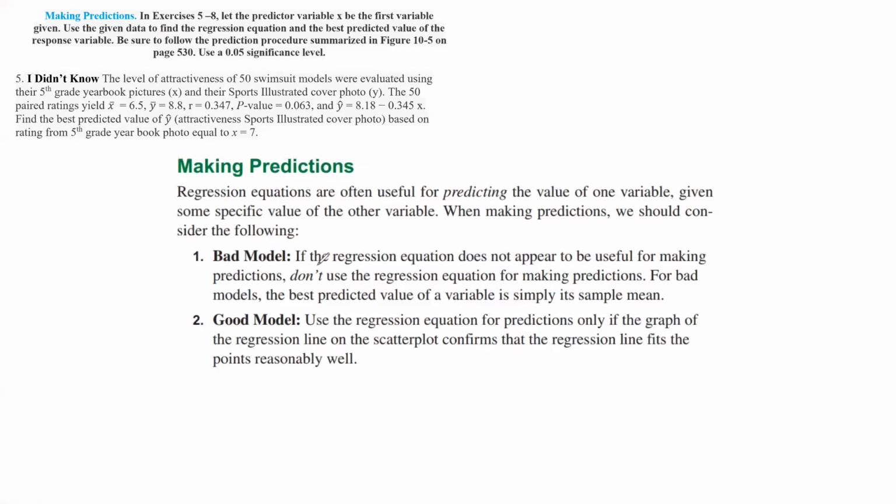If it's a bad model, if the regression equation does not appear to be useful to make predictions, don't use the regression equation for making predictions. For bad models, the best predicted value of a variable is simply its mean, right? Now, for some people, we might have to remind them that the mean is Y bar, because Y is the variable that we're trying to predict, right? So when they say the mean of that variable, we're talking about Y bar, because we're not trying to predict X, we know X, right? So that's what needs to be relayed to the class right there.